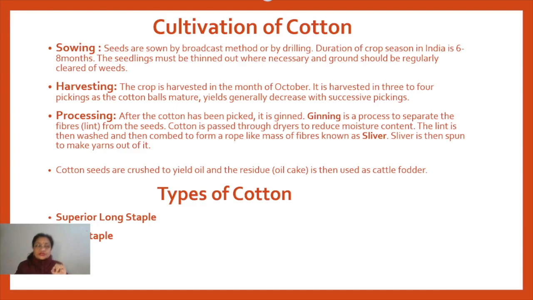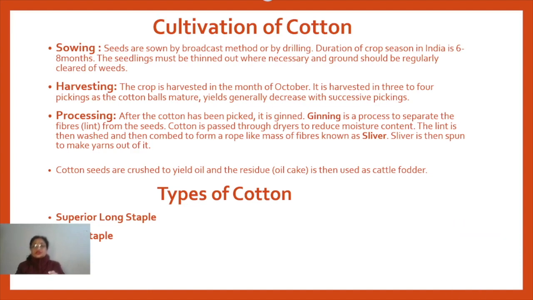And once it has been sown, for sowing also 2 methods are most common in this. Either it is done by broadcasting method. These methods, if you remember, we have discussed in one of the videos on rice cultivation, where we discussed 4 methods of sowing. In that, broadcasting method was also there and drilling method was also there. So both these are the methods commonly used in the sowing of cotton crop.